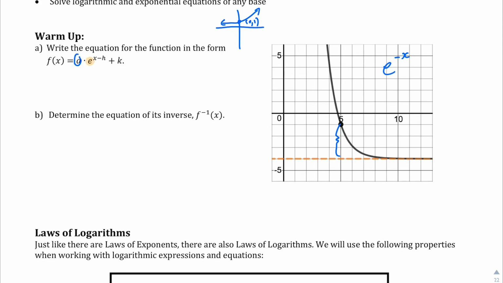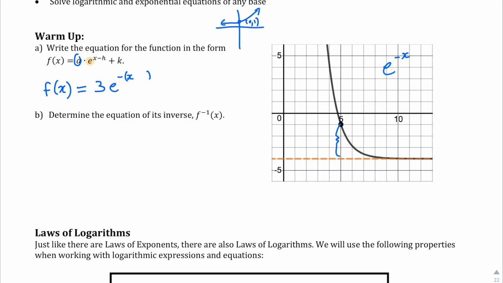So I'm going to start off by just filling those two pieces of information in. f of x is equal to 3 e to the power of minus, and I'm going to open up a set of parentheses so that I can accurately record the horizontal translation, since we've reflected over the y-axis first and our translation is taking place afterwards.